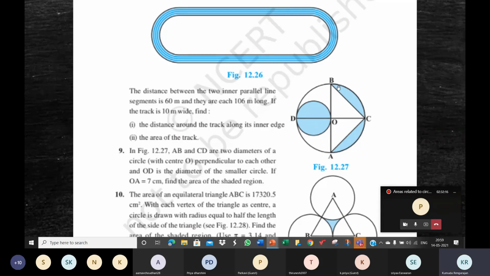So that's it, children. You have to find the area of the semicircle, subtract the area of the triangle to get the area of these two regions, and to that add the area of the circle to find the area of the shaded region.